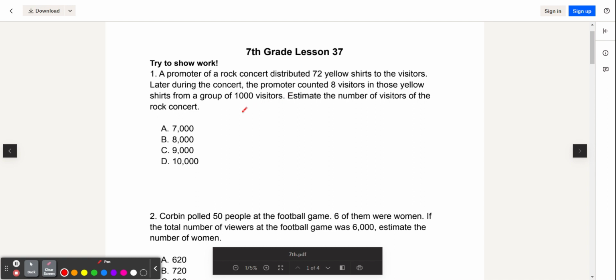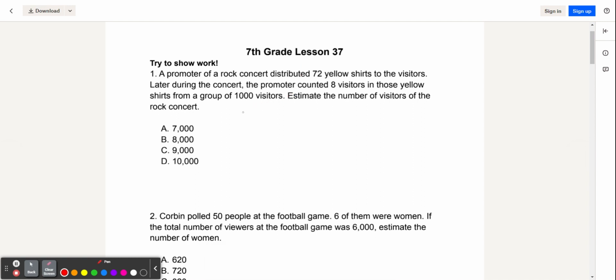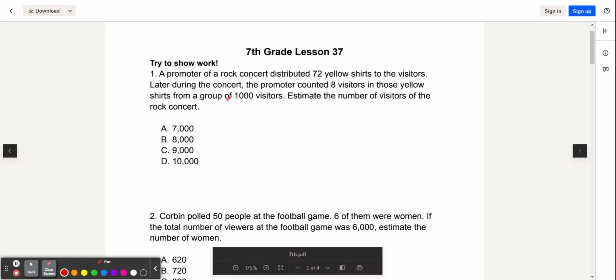So, for our first problem, a promoter of a rock concert distributed 72 yellow shirts to the visitors. Later during the concert, the promoter counted 8 visitors in those yellow shirts from a group of 1,000 visitors. Estimate the number of visitors at the rock concert. So, this is a ratio problem, or a proportion problem.